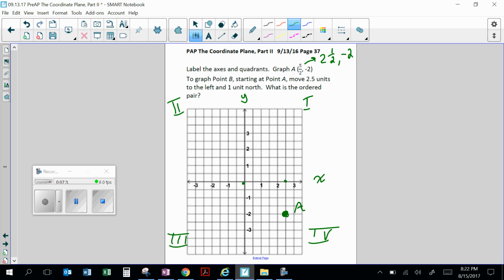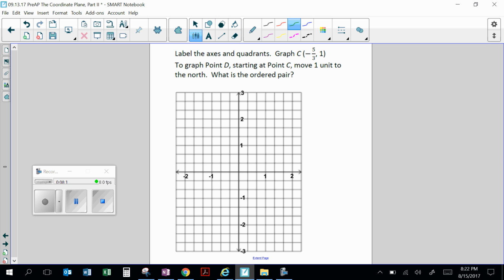To graph point B, starting at point A, move 2 5/10 or 2.5 units to the left. So here's a half, 1 unit, 2 units, and 1 unit north right here. What is the ordered pair? All right, let's draw arrows. So the x-axis is 0, while the y-axis, whoops, I erased it, is negative 1. So what is the ordered pair for point B? Let's label that B, 0, comma, negative 1.